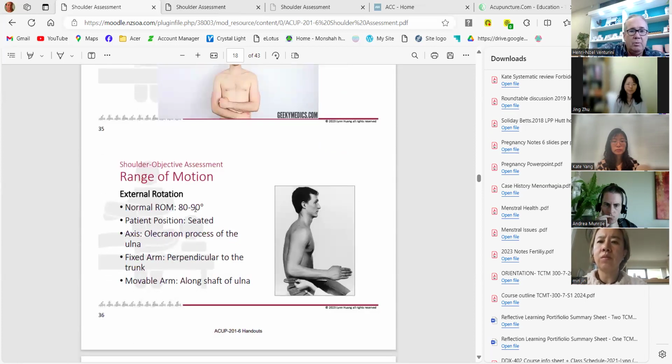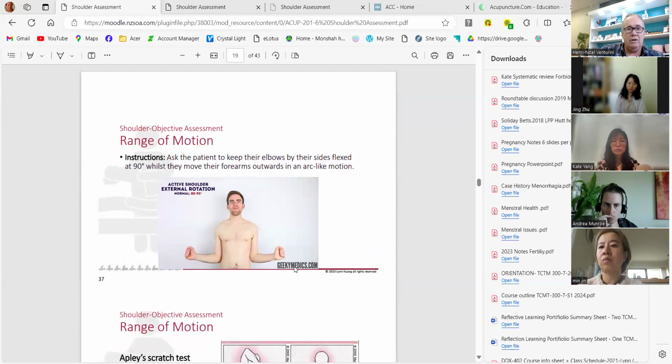External rotation is between 80 and 90. You can see that the hand is set up almost at 90 degrees and almost in front of the body. Your therapist is going to be on the side, so you can see the level of the forearm. The forearm stays level, which means the shoulder is relaxed. And then you perform the test.